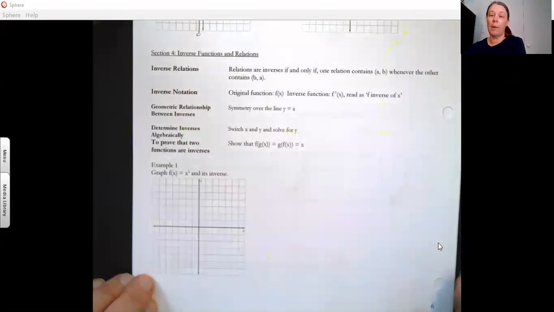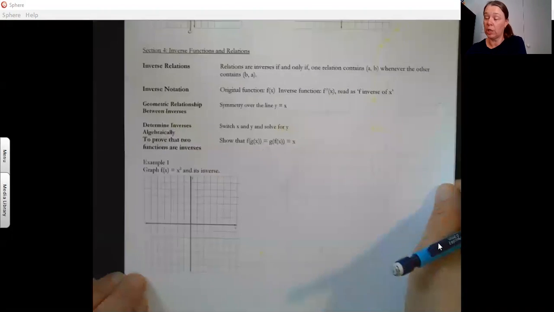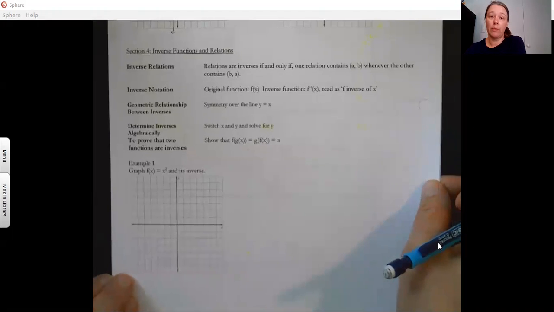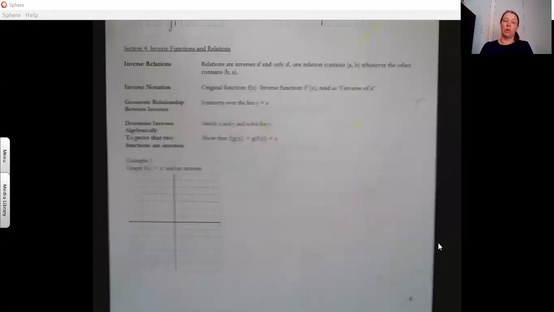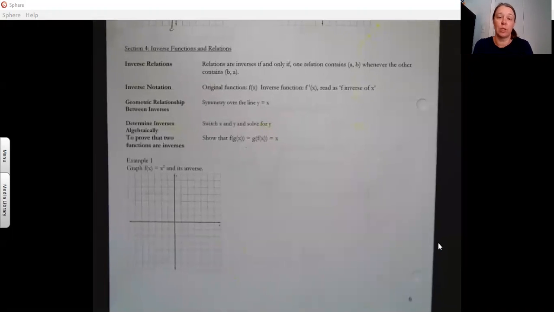Okay, so we're going to talk about inverses of functions and relations today. So you might remember some of this from last year. So here's a summary of some of the things from last year that might be familiar to you. So first, inverse relations are inverses if and only if one relation contains the point (a, b) whenever the other contains the point (b, a). So basically inverses are where the x and y coordinates are interchanged.